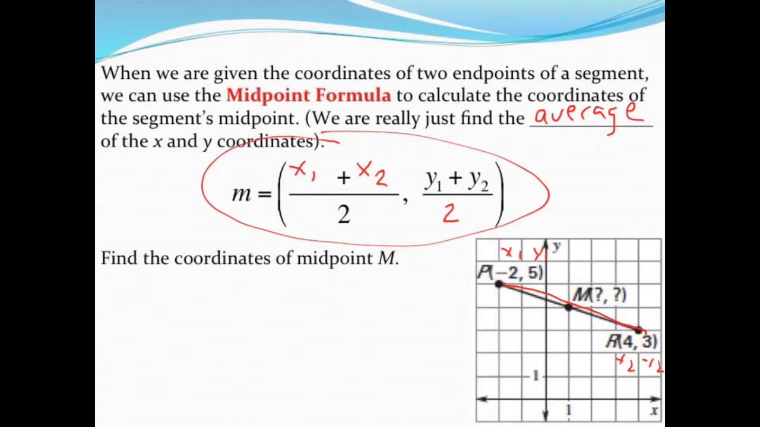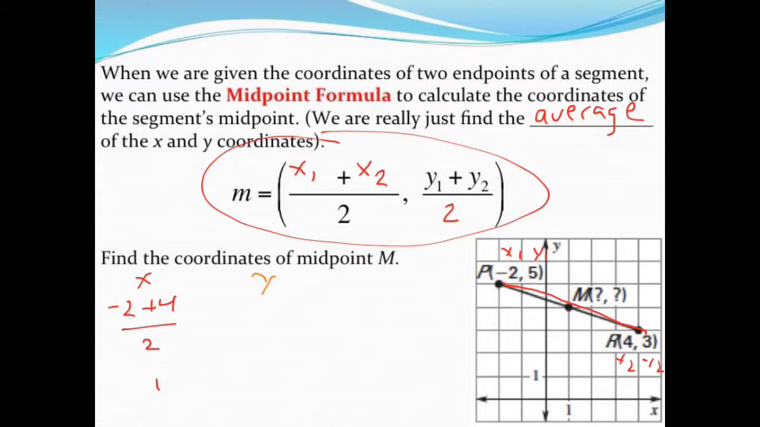I usually do this in a little chart type thing. So for example, I'm going to start with my x values. My x1 is -2, and I'm going to add that to my x2 value, which is a 4, and then take half of that. -2 plus 4 is 2, and then 2 divided by 2 gets me a 1 for the x value.